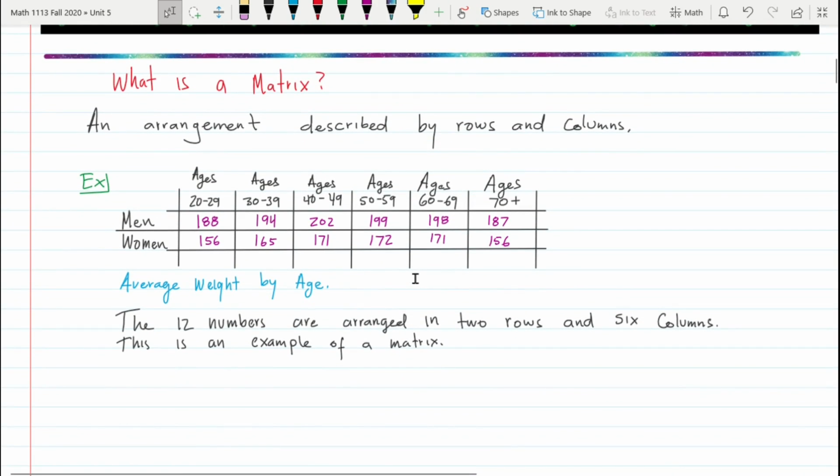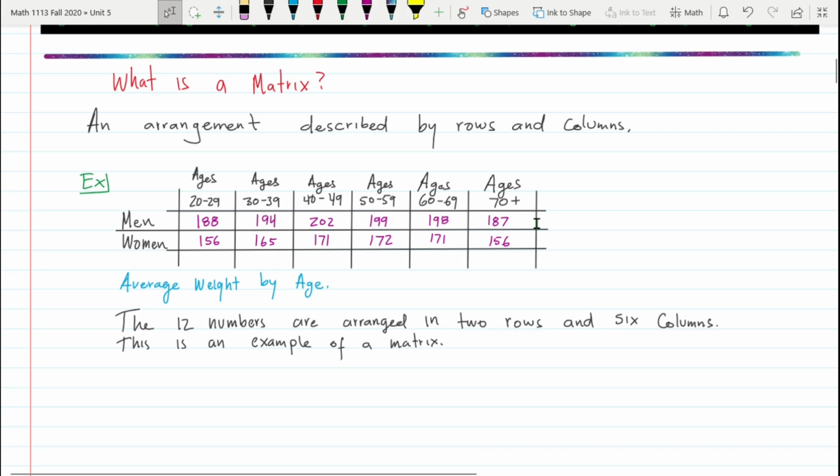So a matrix is an arrangement described by rows and columns. So a table, right? We hopefully have seen data organized in columns, the up and downs, and rows, which are the left to right. So here we have some data.